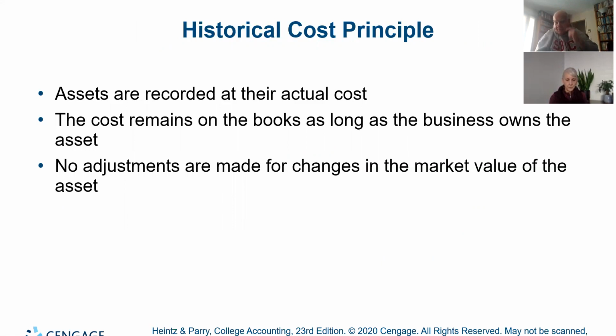This is important. Historical cost principle. We'll get to some exceptions to this, but the rule is assets are recorded at their actual cost. Cost remains on the books forever. No adjustment is ever made for changes in the market value of an asset at this point. In other words, my great-grandfather, Jeremiah Smagula, back in 1900, he bought 20 acres of land here for $1,000 right on the beach. I still own that land. It's worth $1 billion today, okay? But it's still $1,000 on my balance sheet.